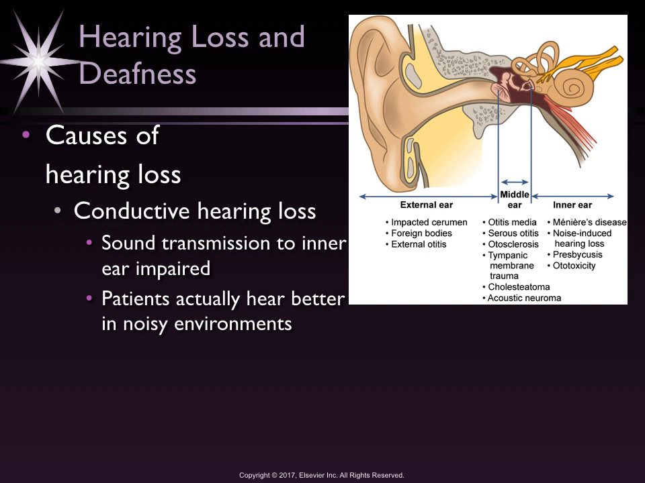And it's caused by conditions interfering with air conduction, like otitis media with effusion, impacted cerumen, foreign bodies, middle ear disease, or otosclerosis. Sensorineural hearing loss is caused by an impairment of the inner ear or the vestibulocochlear nerve, which is your cranial nerve 8. And that results in the inability to understand speech. Some of the causes of that include congenital and hereditary factors, noise trauma, aging, Meniere's disease, and ototoxicity.